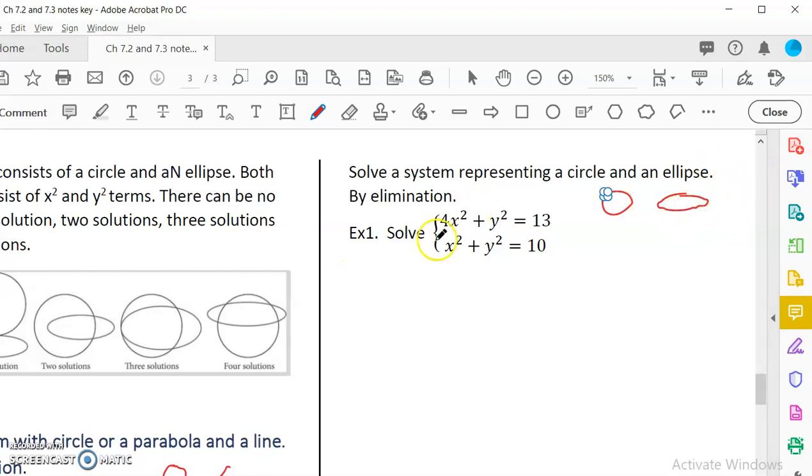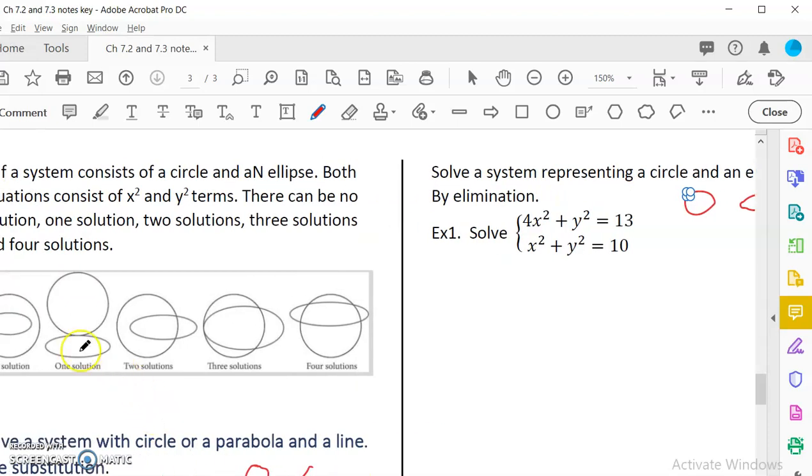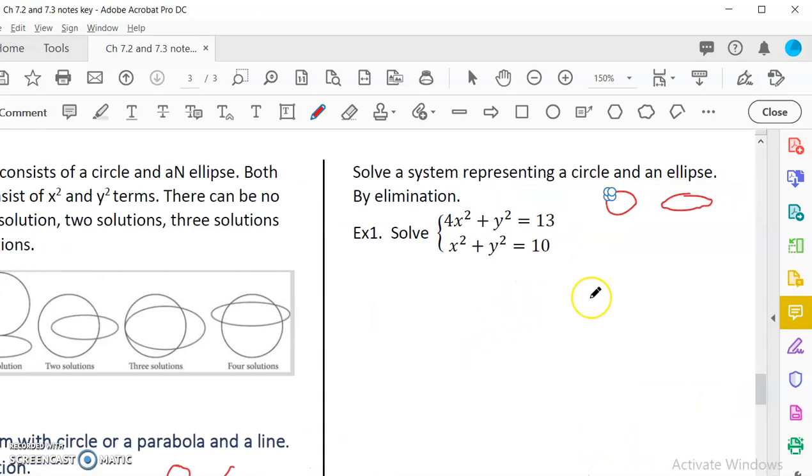So now this may have one solution. We talked about that before, right? They could have one solution where they only touch at one point. They can have no solution. They can have two solutions, or 3 or 4. The most that they can have is 4. So to solve this kind, because they only have x squared and y squared terms, it makes sense to use elimination.